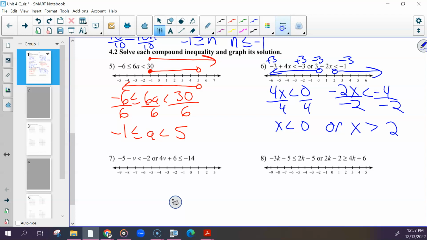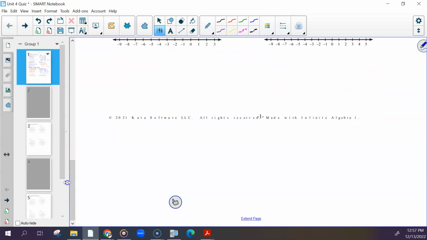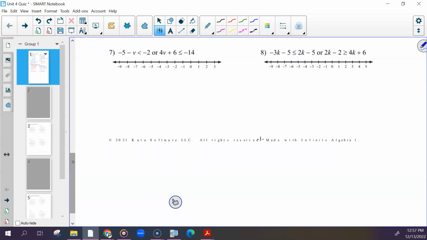Number 7. Again, solve both sides. Add 5. Subtract 6. We have -b is less than 3, and 4b is less than or equal to -20. Some of you, when you brought down the 3, the b is less than 3, didn't bring down the negative, so that changed your entire problem.